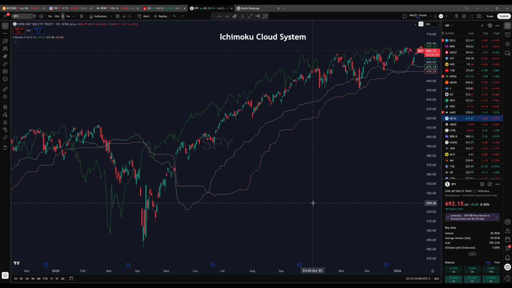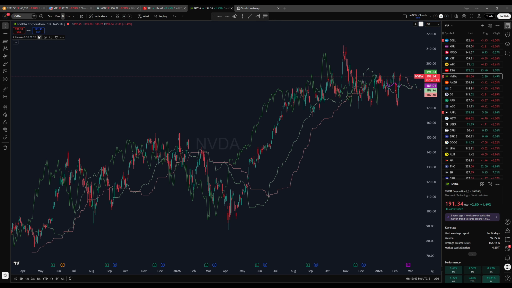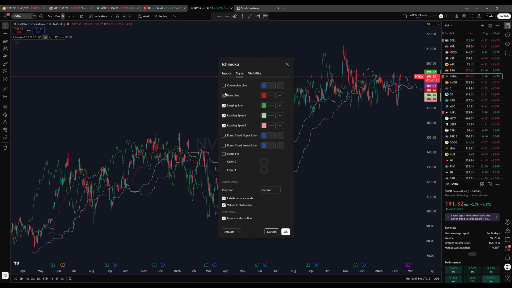The lagging span is your filter for fakeouts. If you're looking at a breakout in NVIDIA or the Dow or whatever it might be, and the lagging span is still trapped below past price action, that means the breakout is a lie. The institutional absorption hasn't happened yet. In this clinical system, the lagging span is the final green light from the market's history. We don't want to trade without it. Let me turn everything back on for you guys.